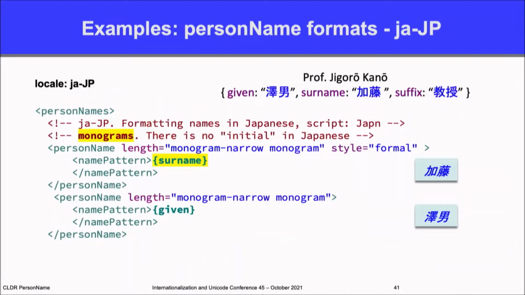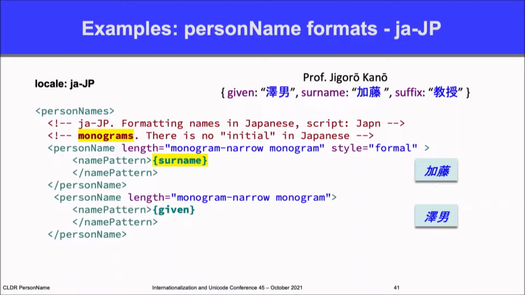So then the last one to jump through pretty quick is an example using Japanese. This is Professor Jigoro Kano, who is the founder of judo, since Japan just hosted the Olympics. His name would be represented in Japanese as Kano Jigoro, with the surname first. And in this case, he was a professor. So the suffix here is the professor's name. So it's Kano Jigoro and then professor.